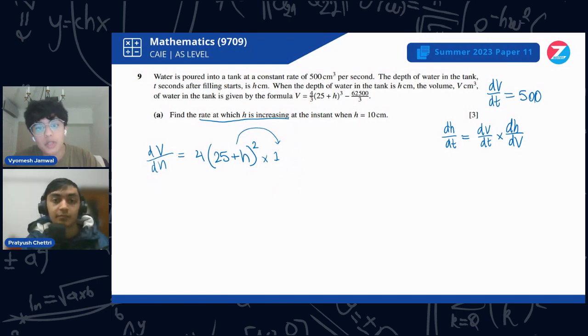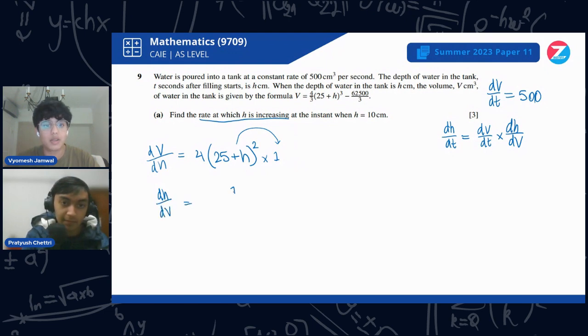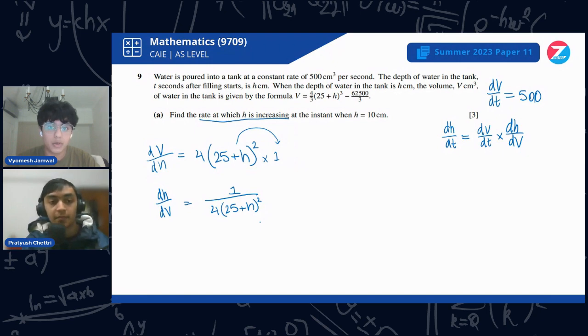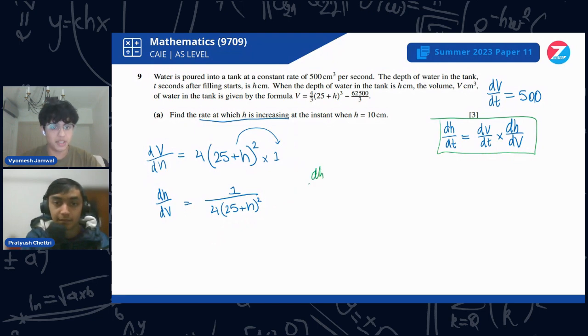Okay. And now what we do is we need to flip it, because what we need to find is dh upon dV, not dV upon dh. So dh upon dV is just going to be 1 upon 4 times (25 plus h) squared. And what we're going to do now is say that dh upon dt is equal to 500 times the dh upon dV that we just found.